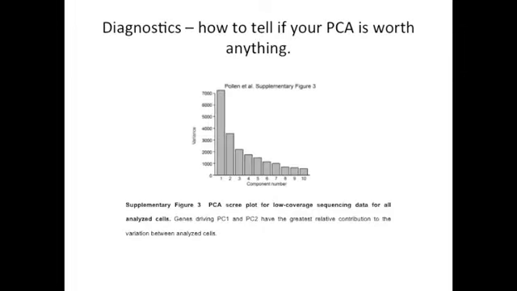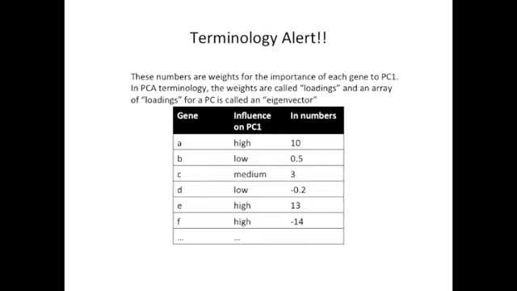Yes, there's a couple diagnostics you can do if you're drawing your own PCA plot. These are ways you can tell if your PCA is actually worth anything. One diagnostic plot is called a scree plot, where you plot how much variation each principal component can account for. What you want to see in this diagnostic plot is that most of the variation is accounted for by the first two principal components.